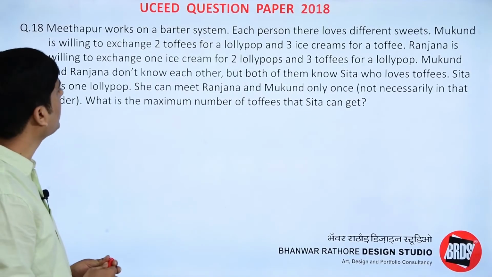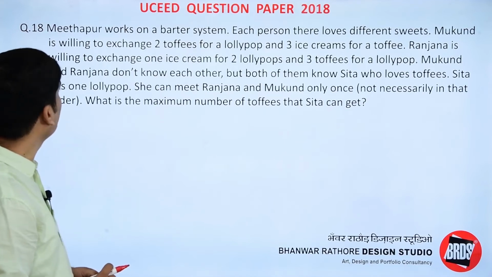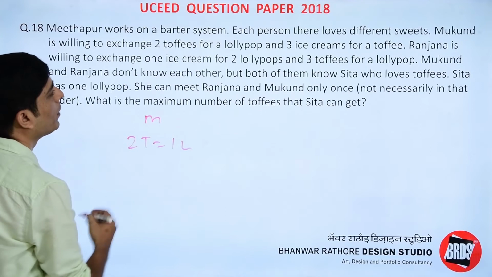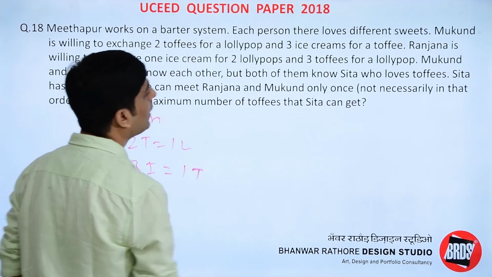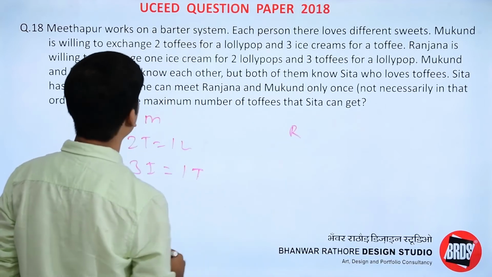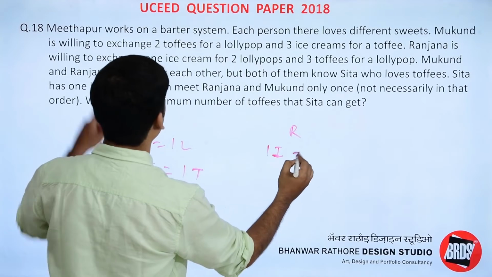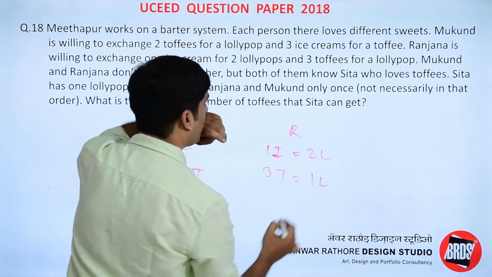Mithapur works on a barter system. Each person there loves different sweets. Mukund is willing to exchange 2 toffee for 1 lollipop and 3 ice cream for 1 toffee. Rajan is willing to exchange 1 ice cream for 2 lollipop and 3 toffee for 1 lollipop.